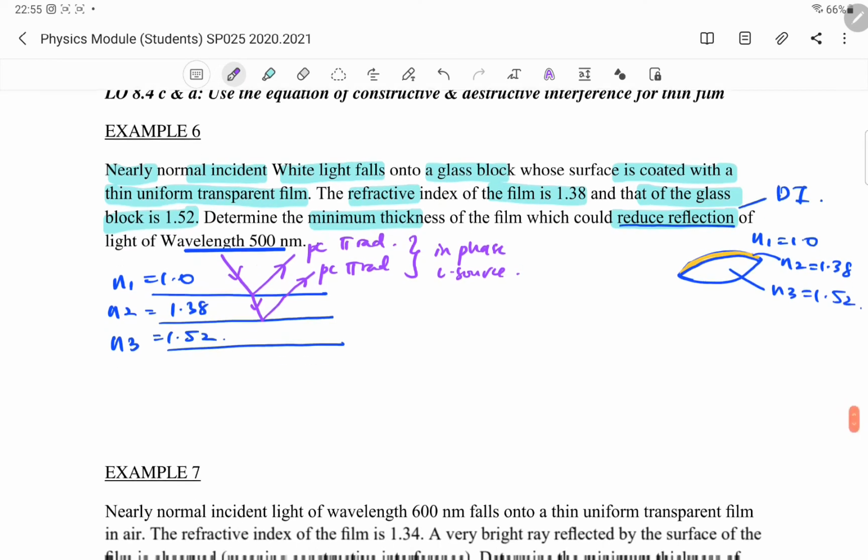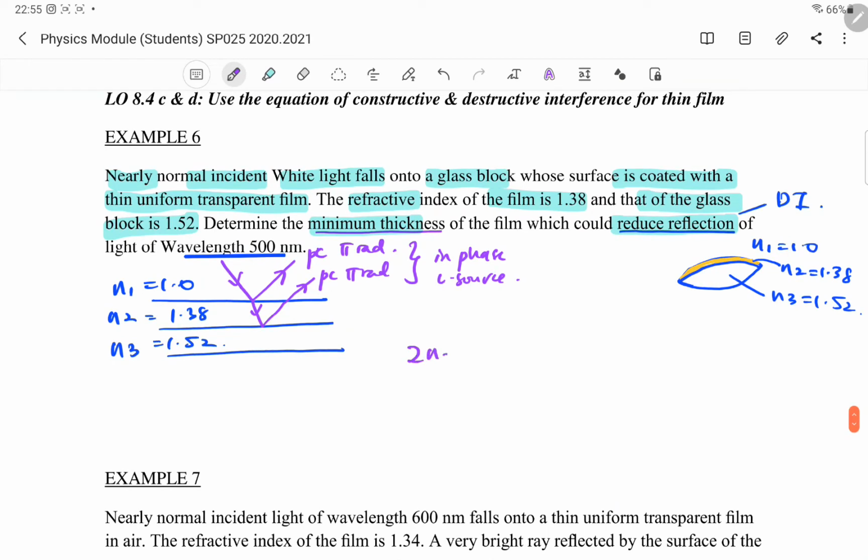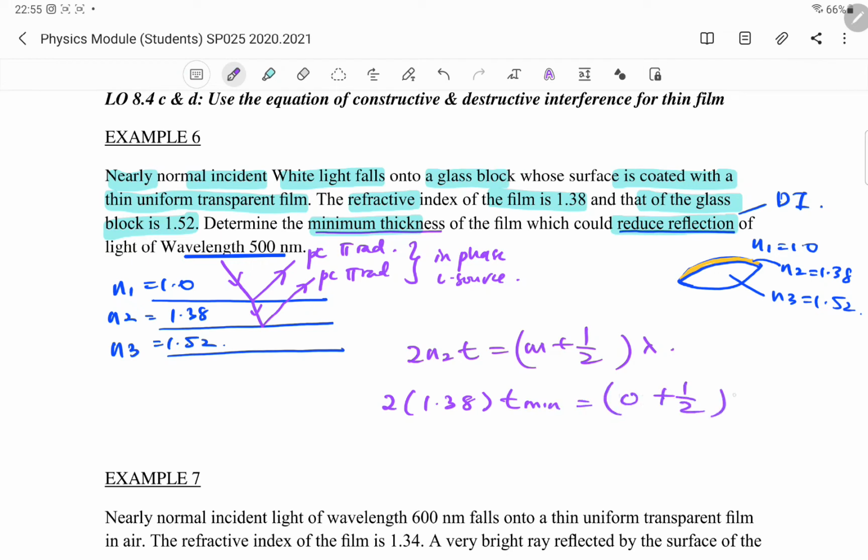Okay, so bila in phase coherent source, dan soalan nak tanya minimum thickness, tapi dia destructive, so 2nt equal to m plus half lambda. So n2 is 1.38. So t minimum, m 0 plus 1 half, where lambda is 500 times 10 power of negative 9. So you can find your t minimum here.